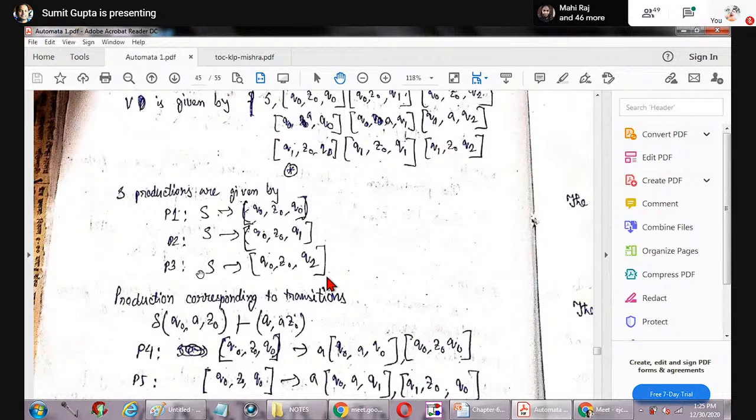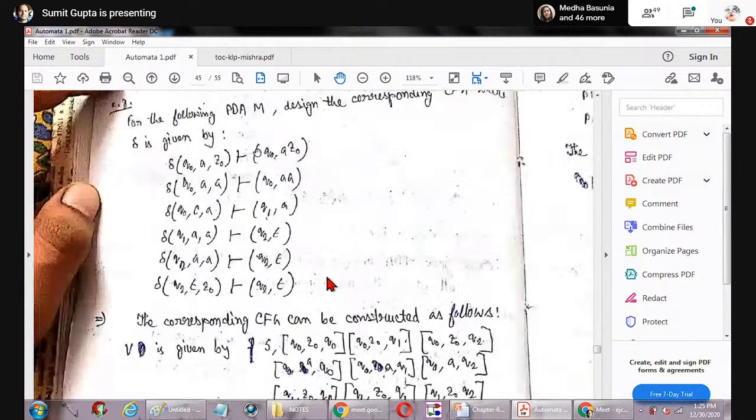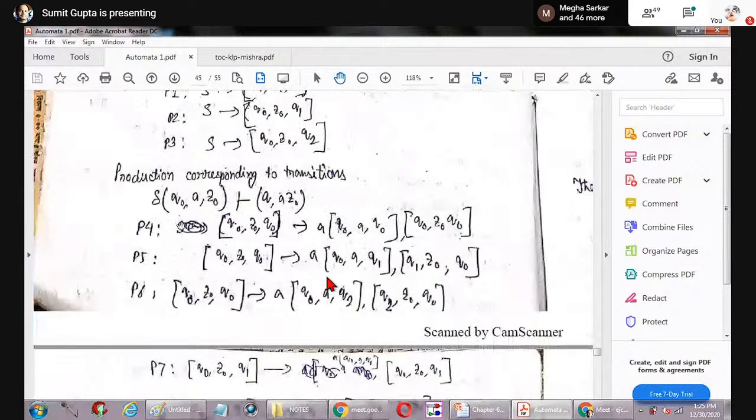And what are the productions corresponding to transitions? So these are the transitions given to us. Based on this, we have to find out for individual transitions the set of productions. So look at this one. Suppose the first one, delta of Q.